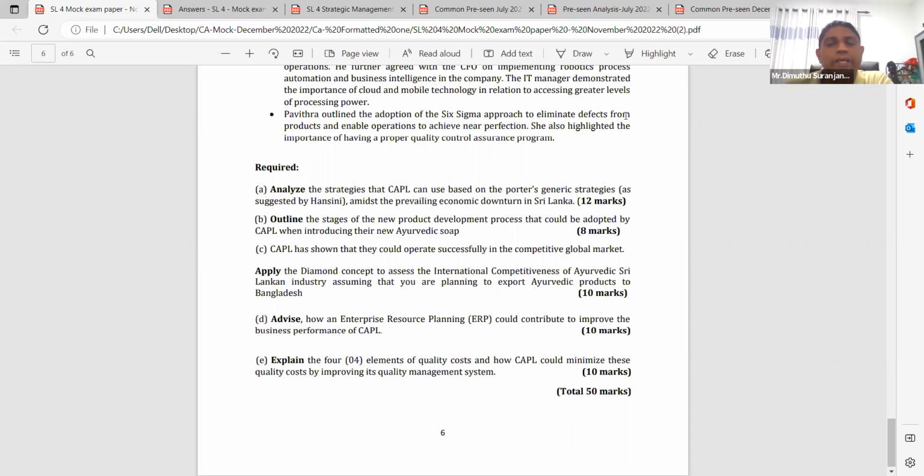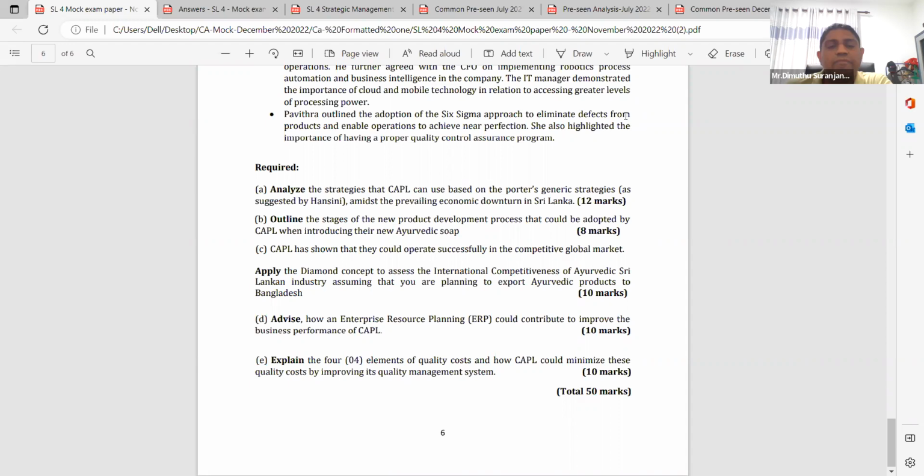C, CAPL has shown that they could operate successfully in the competitive global market. Apply the diamond concept to assess the international competitiveness of the Ayurvedic Sri Lankan industry, assuming that you are planning to export Ayurvedic products to Bangladesh. So it tests your knowledge on the diamond model.